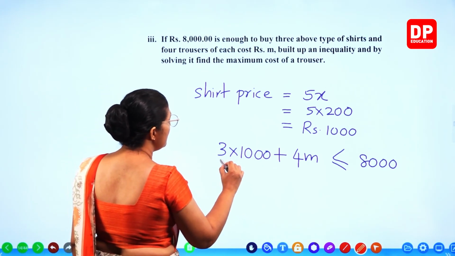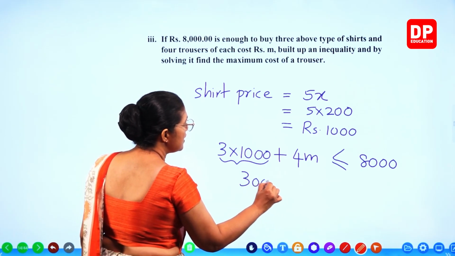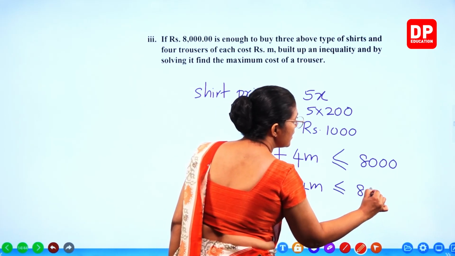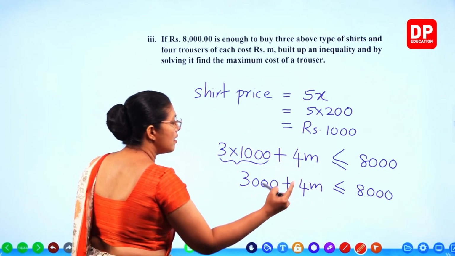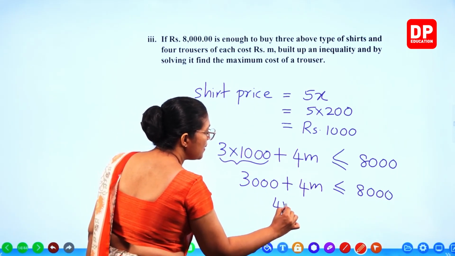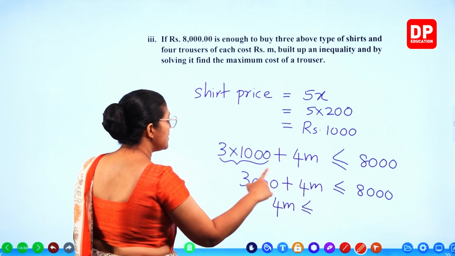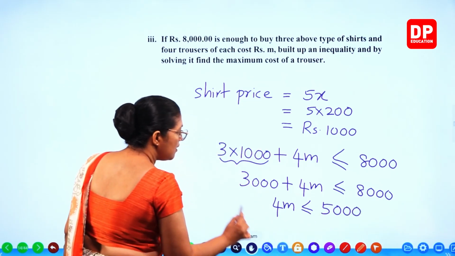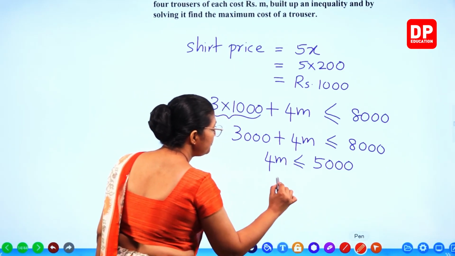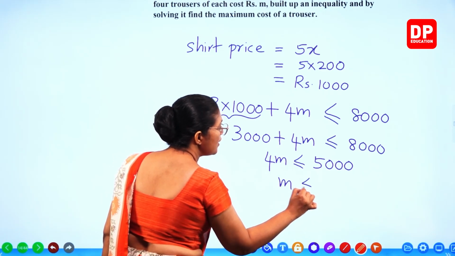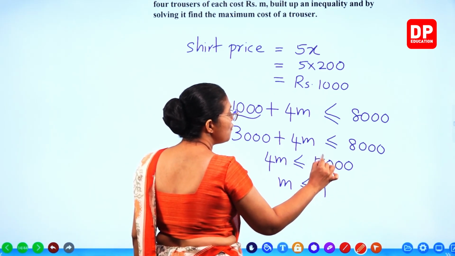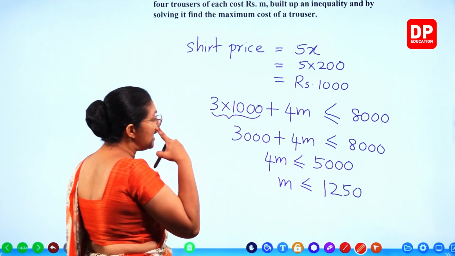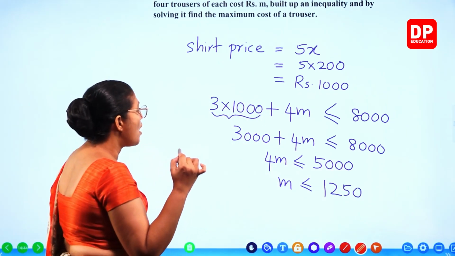So first we'll multiply this. That's 3,000 plus 4m is less than or equal to 8,000. Take 3,000 to the other side. So that becomes 4m is 8,000 minus 3,000. That's 5,000. Divide by 4. You get m is less than or equal to 1,250.